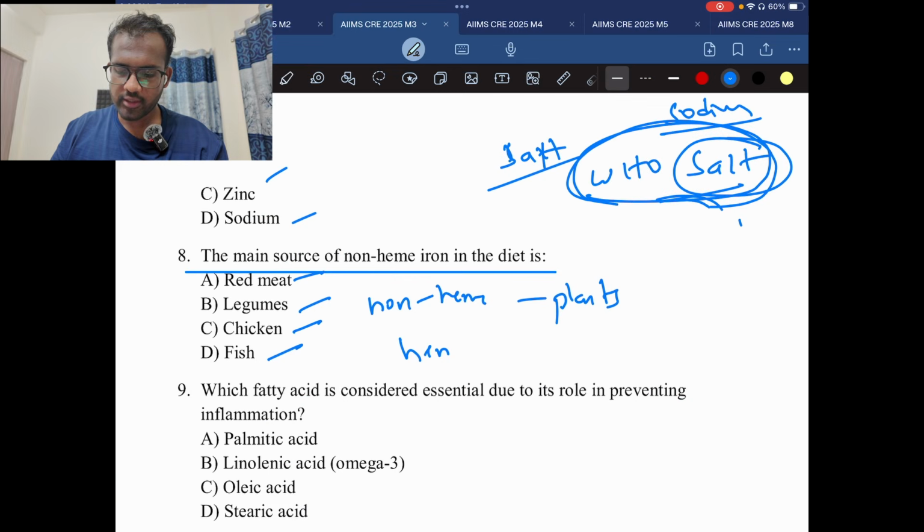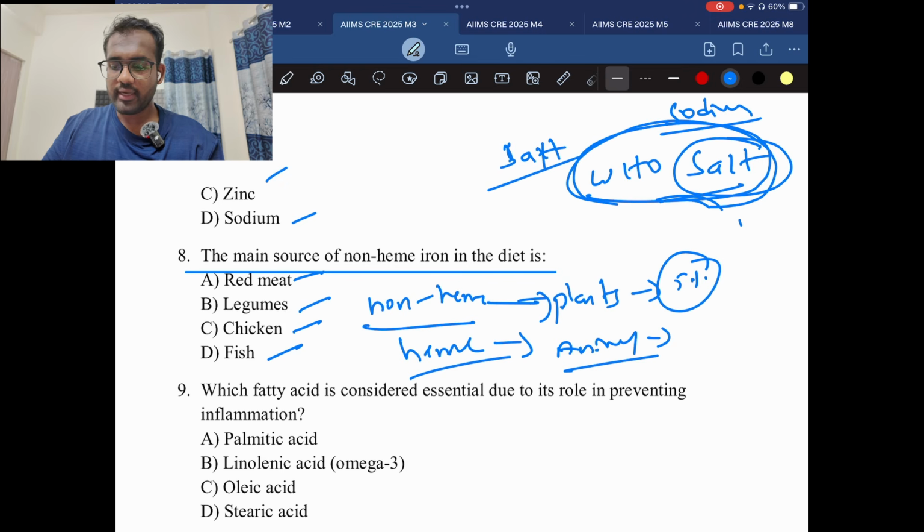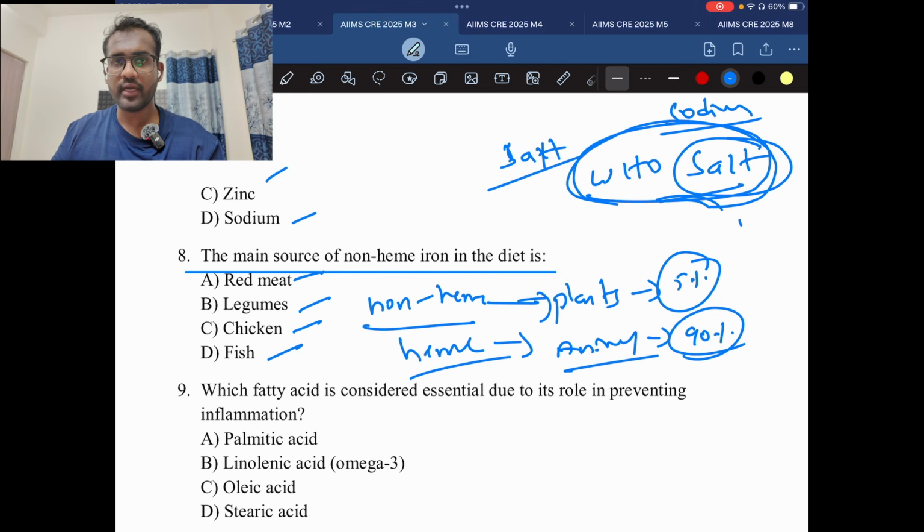First you have to know what is non-heme iron and heme iron. Non-heme iron is present in plants and heme iron is present in animal sources. Plant-based non-heme iron has only 5% digestibility, sometimes even less. In animal sources, there is 90% bioavailability, so 90% of the heme iron will be absorbed in the body. So we usually prefer heme iron, which is very good to increase blood levels.